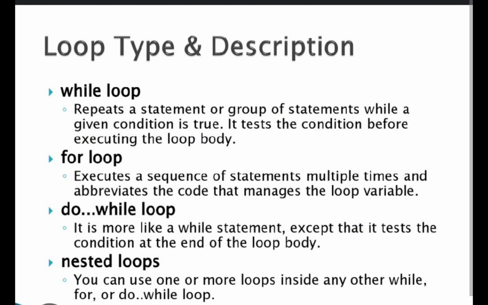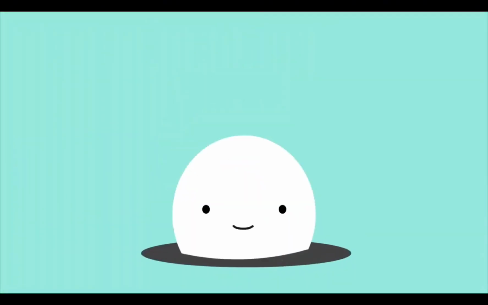The do while loop is more like a while statement except that it tests the condition at the end of the body. And we have our nested loops, where you can use one or more loops inside any other while, for, or do loops. We'll be focusing on while and do while loops. So let's get into it.